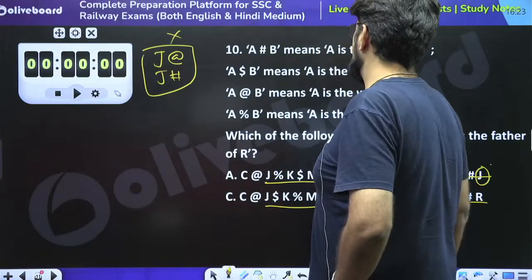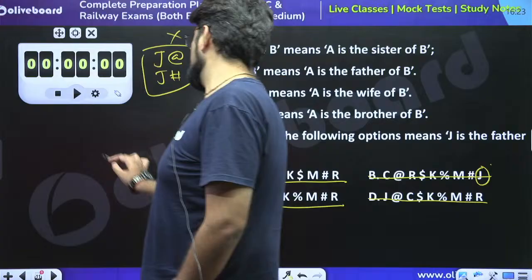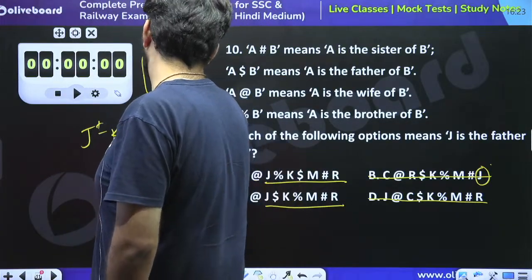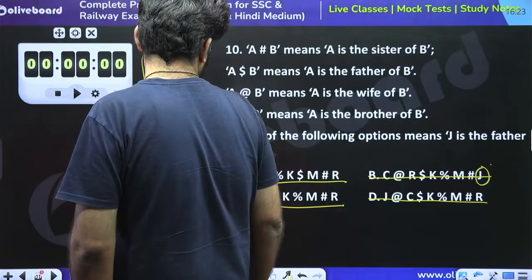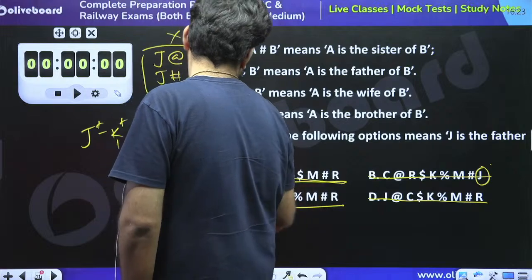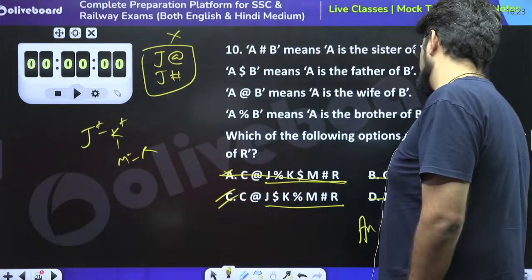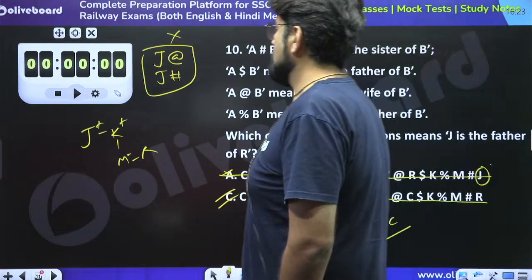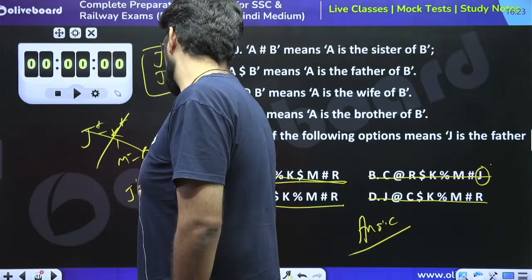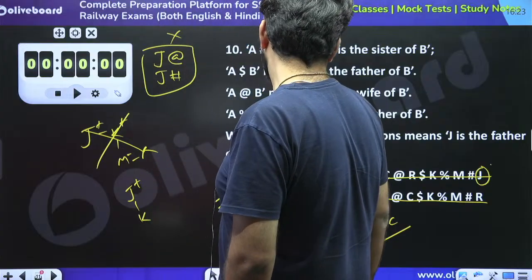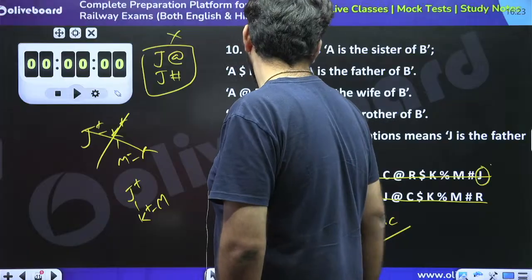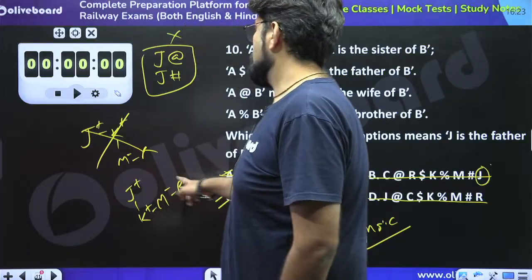So J percentage K, J is the brother of K, K $M, K is the father of M, M hash R, M is the sister of R. No, this is not it. So now without checking only, we can say that option C is the right answer. Okay, but even if you want to check it, what we will do is J $K, J is the father of K, K %M, K is the brother of M, M hash R, M is the sister of R, so J is the father of R.